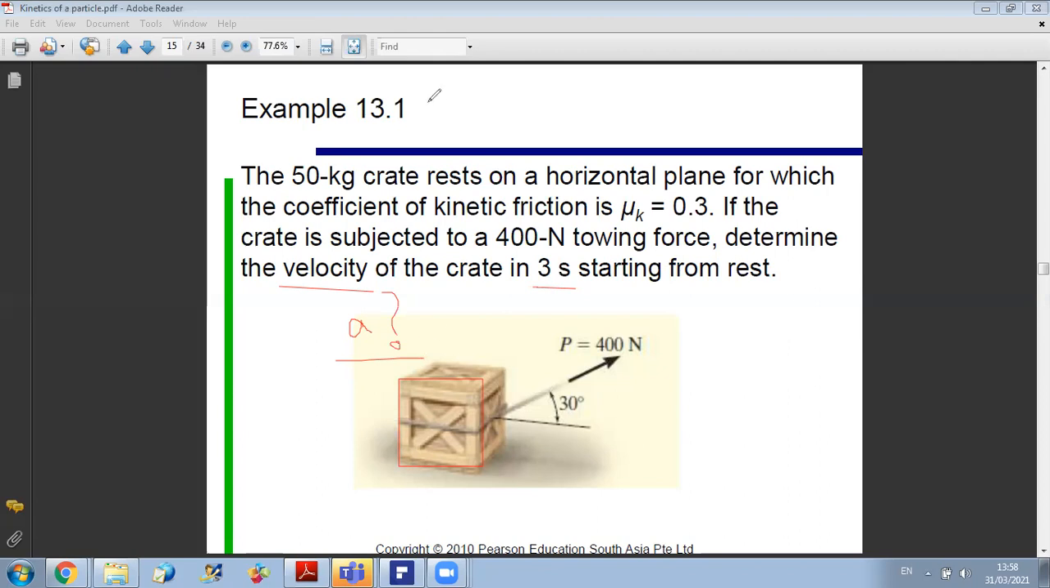So I will ask myself, what are the forces acting on my box? I have first the normal reaction, I have the weight, and I have the force P. Okay? In addition, since they gave me the kinetic friction coefficient, then I have friction between the surface and the box. Now, I will explain in brief what is kinetic friction coefficient and what is static friction coefficient.